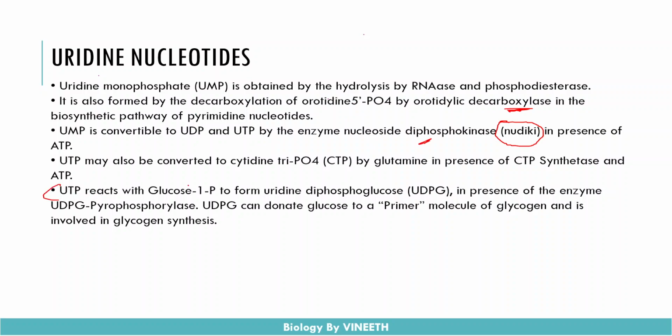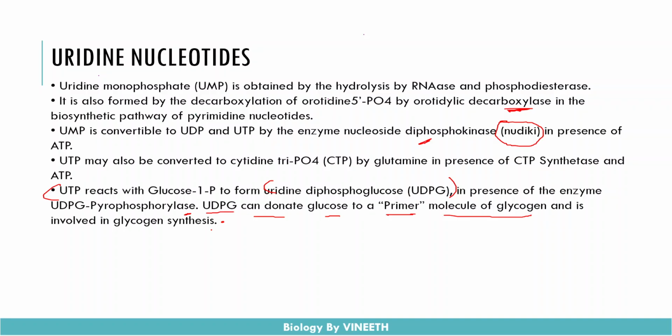this UTP reacts with the glucose 1 phosphate to form the uridine diphosphoglucose, in the presence of the enzyme called UDPG phosphorylase. And this UDPG or UDP glucose can donate the glucose to a primer. This primer is also called glycogenin, which is involved in the synthesis of glycogen. Glucose is donated to a primer molecule of glycogen. So this is how the long polysaccharide gets synthesized in the liver, and the major role is played by the UDPG to donate the glucose molecules.